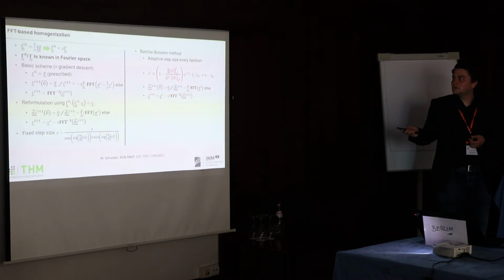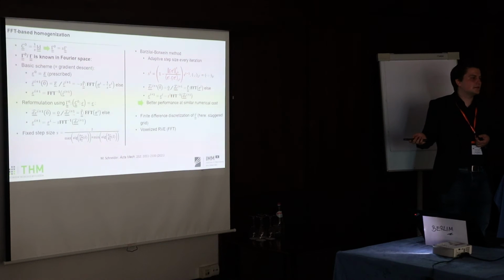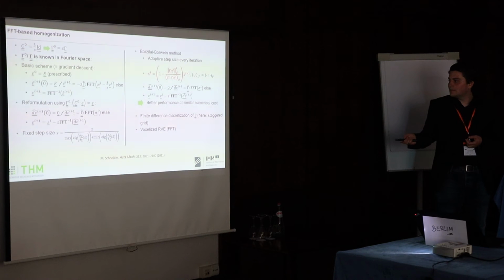So in our code we use the so-called Barzilai-Borwein method, where an adaptive step size is used in every iteration. According to this equation here, the step size is updated every step, and this is the only change to the basic scheme, and with this one we can usually achieve better performance at very similar numerical cost. In addition, we use the finite difference discretization, the staggered grid one, for the gamma operator, and it's also important to mention that we have voxelized representative volume elements because of the FFT.